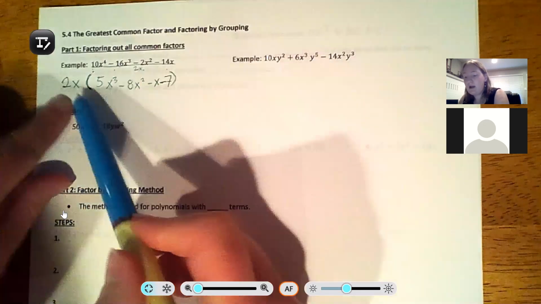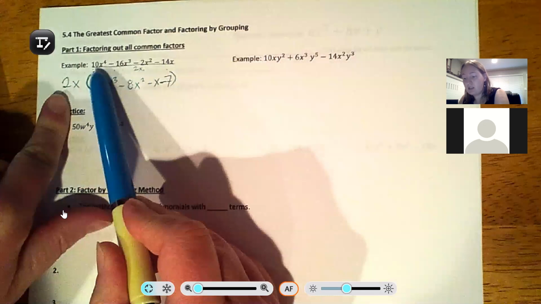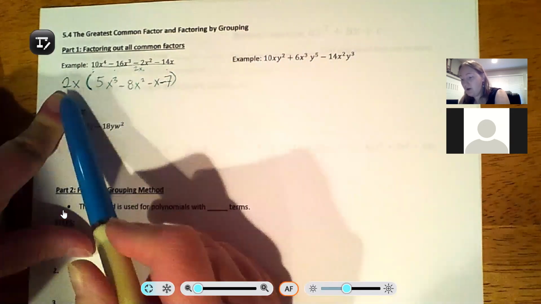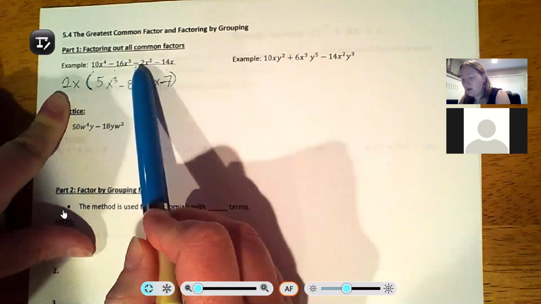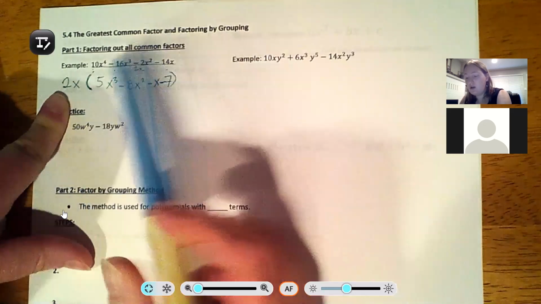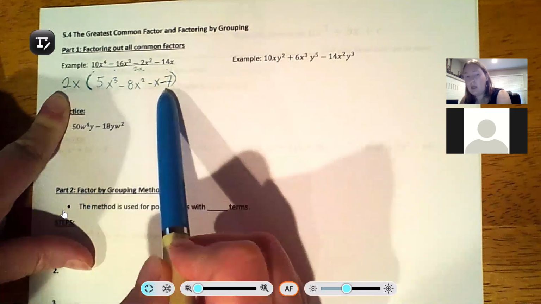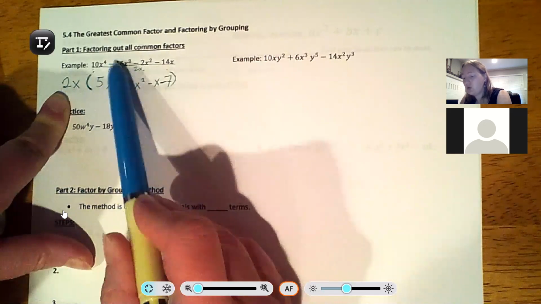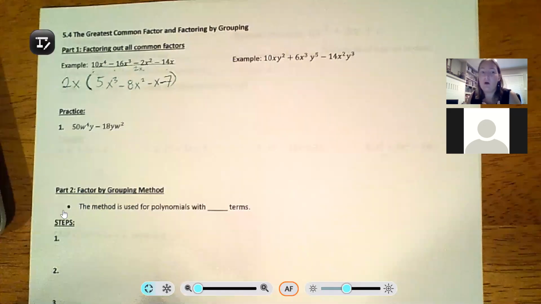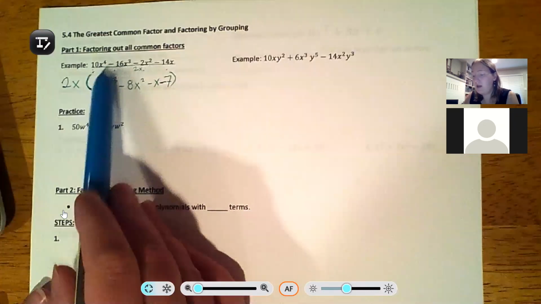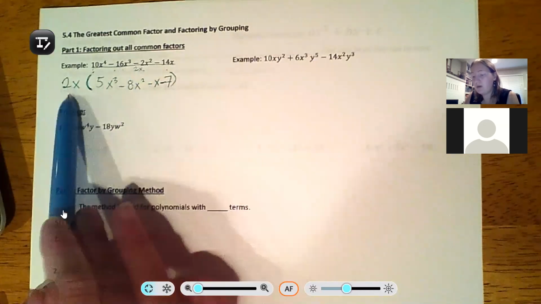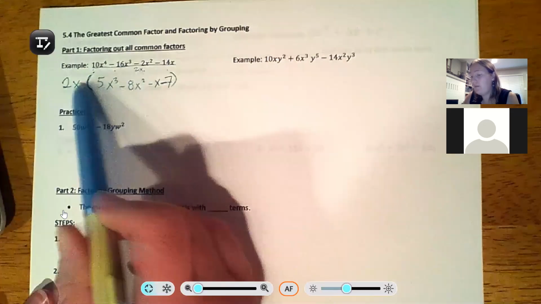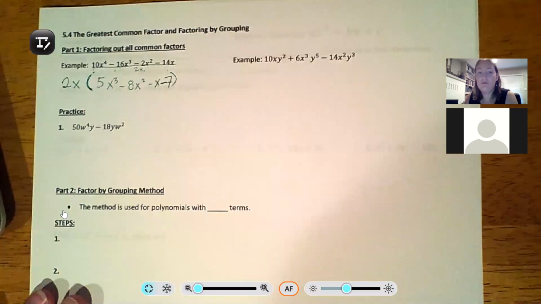So in other words, 2x times what gets me this? Well, 5x to the third. 2x times what gets me this? Negative 8x squared. 2x times negative x gets me that, and 2x times negative 7 gets me that. So you can double check by distributing, or you can just say to yourself 2x times what in order to fill it in. That way you don't have to do all your division. So it's up to you how you want to approach it, whether you divide to see what the expression is when it's factored out, or if you just think to yourself what makes it multiply back correctly to your expression.